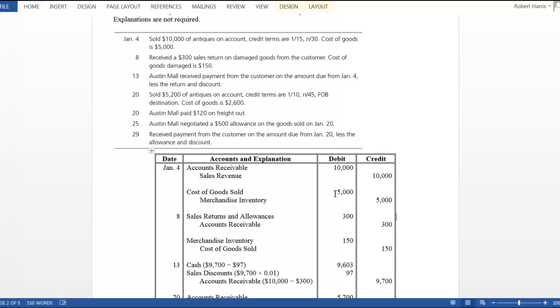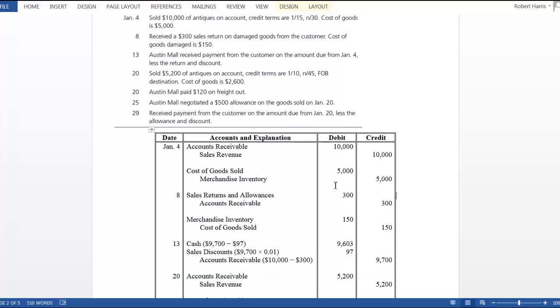Okay, so first off, remember that we started out with the $10,000 accounts receivable, which was then reduced by $300, right? So that's $9,700. That's the amount of accounts receivable that's going to go away when they settle up with us, which is what they're doing right now. However, they paid us within that discount period, so they get a discount, $97. This is also a contra revenue account.